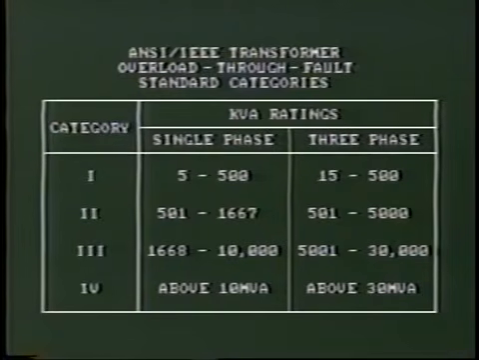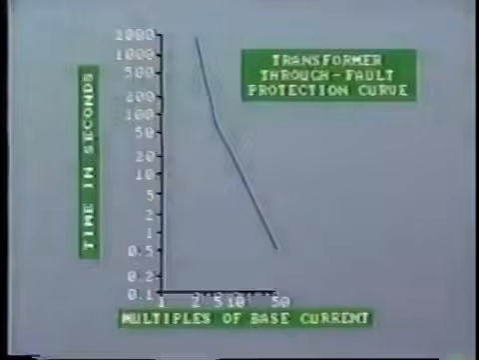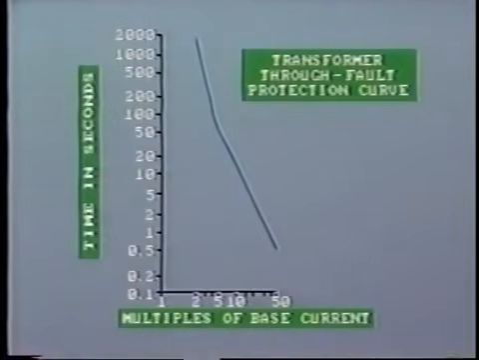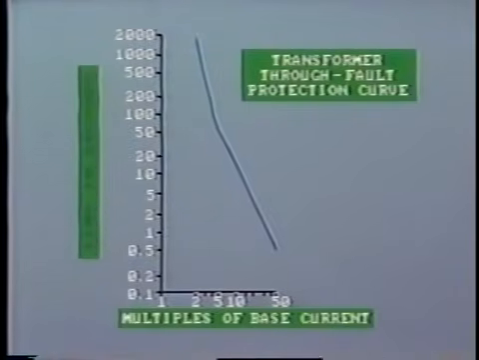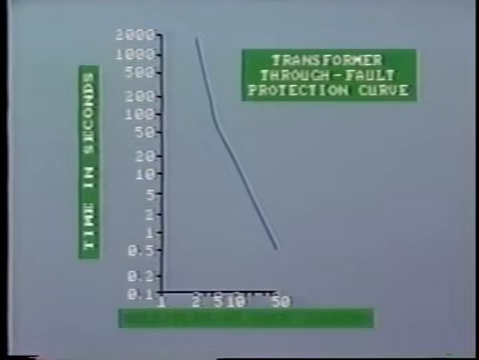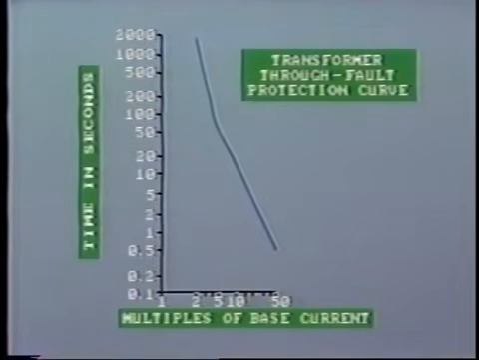Four classes of transformers are categorized by size, and for each category, a curve is provided showing the thermal limit for transformers in that category. This curve indicates the allowable time of operation for different values of overload. For example, with 3 times the normal rated current, this transformer can operate for 300 seconds, that is 5 minutes, before damage will occur. If the overcurrent is at 10 times normal, then the allowable operating time is only 15 seconds. So, how can we prevent this from happening?